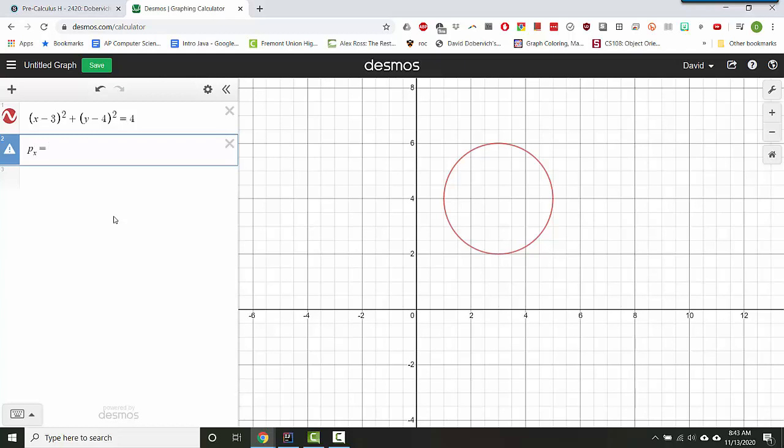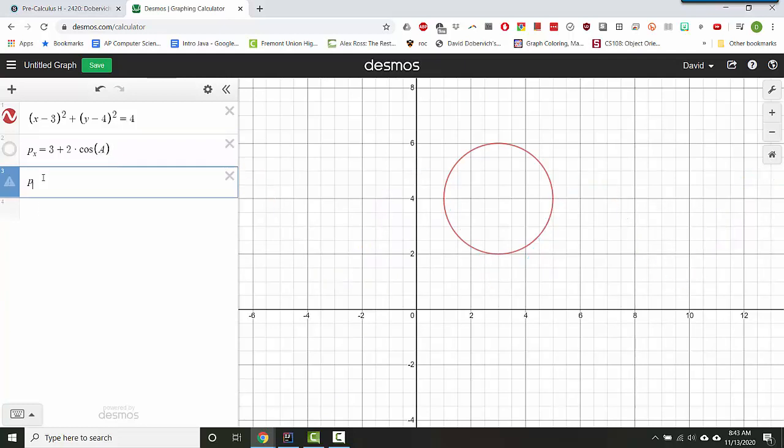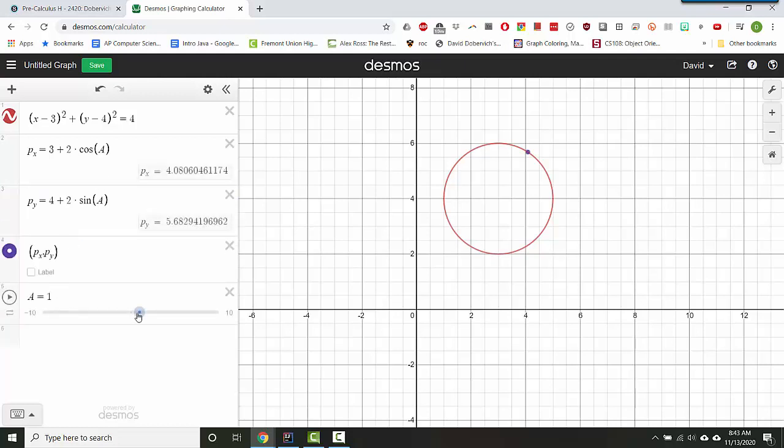You could think about it parametrically or in terms of vectors, but I'm going to define a point on the circle that's a function of an angle. So for the x-coordinate, we've got 3 plus the radius times cosine of some angle. And then for the y value, p subscript y, we've got 4 plus 2, the radius 2, times sine of that same angle. And if I plot them as a point with a slider for the angle, you can see that this generates a point on the circle as I drag my angle around.